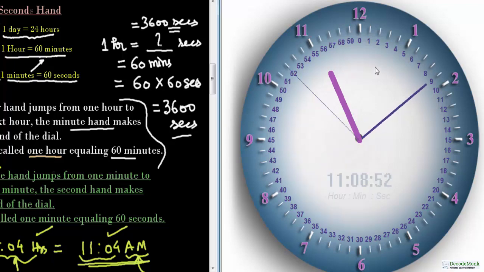As the hour hand moves from one number to another, the minute hand makes one complete round, whereas the second hand goes round the dial how many times? 60 times. 60 times 60 is 3600 seconds. So these are some calculations you must know. If you have not understood, please rewind, pause, think, and again revisit the video.